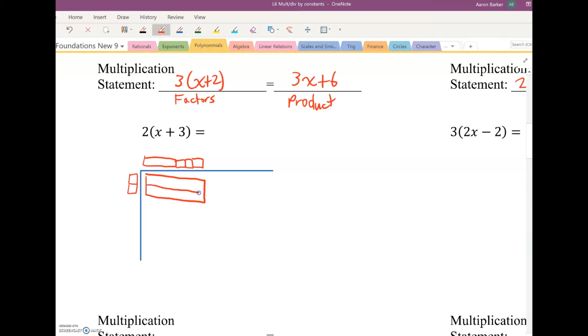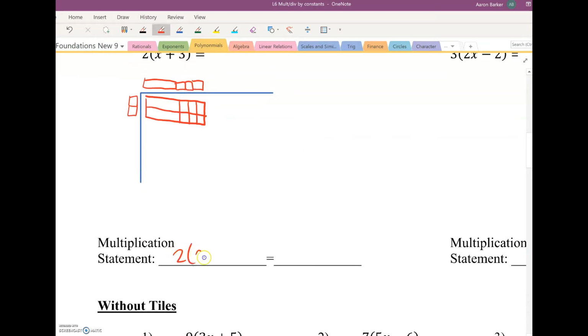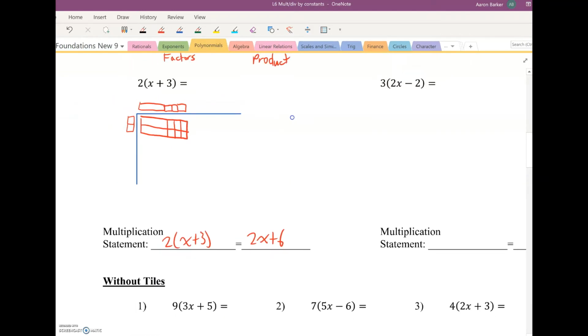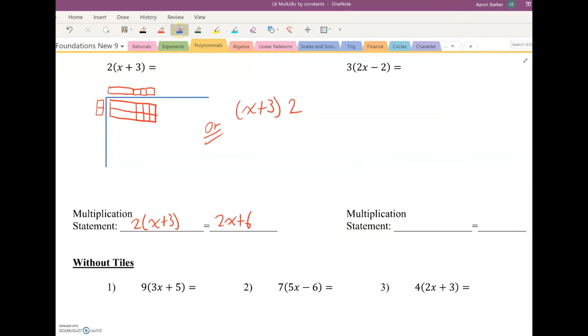Okay. Now, don't worry about your diagram. If you got the pieces and it's a little wonky, that's okay. I'm fine with that. And so now you can do your multiplication statement. My multiplication statement is 2 times x plus 3 equals 2x plus 6. Okay. What if I want to do it the other direction, though? What if I wanted to create bracket x plus 3 times 2, right? Well, that's just going to be the same. Your choice on how you want to multiply it, it all works out exactly the same. You're going to get the same product.